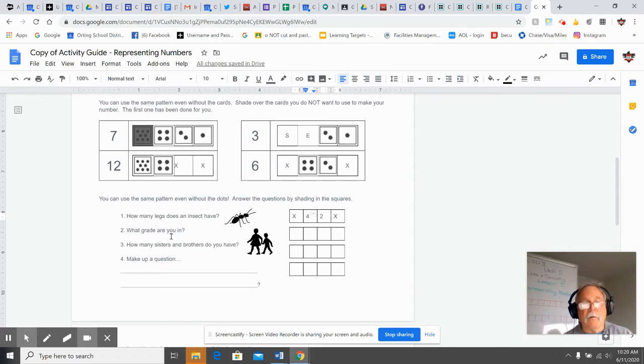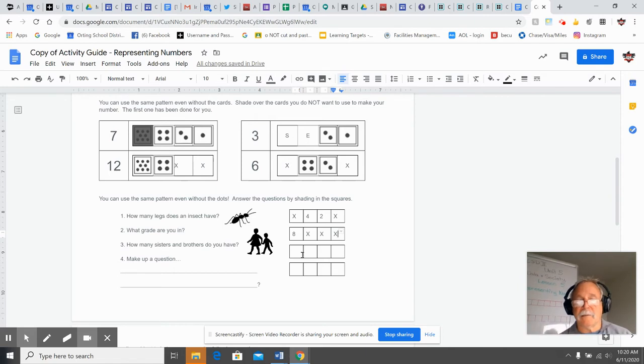So let's go down here. What grade are you in? Okay, you guys can go ahead and answer that. Most of you should be in 8th grade. So we want an 8. So we would put in the 8 here. And then we X out these. Okay.